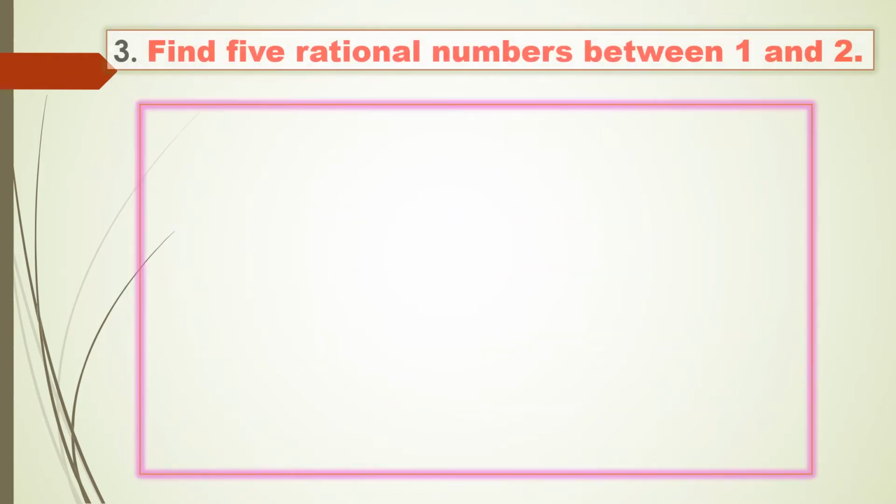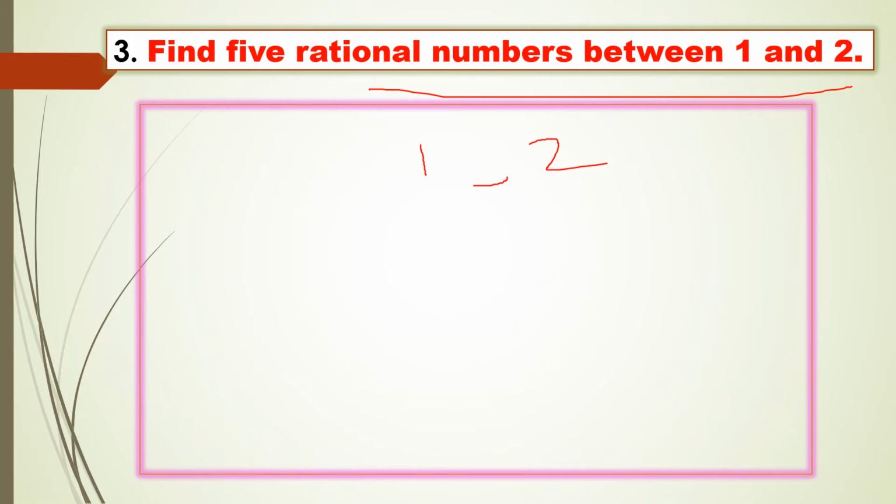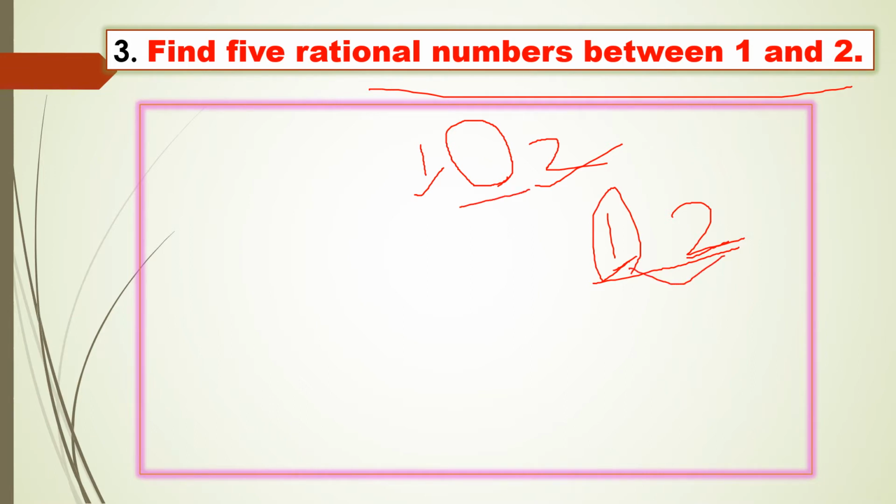Here is your next question. Find 5 rational numbers between 1 and 2. So he asked 1 and 2. You should write the rational numbers which are in between 1 and 2. But as natural numbers, 1 and 2 are consecutive numbers. 2 is a successor of 1 and 1 is a predecessor of 2, right? But he asked to write 5 rational numbers.